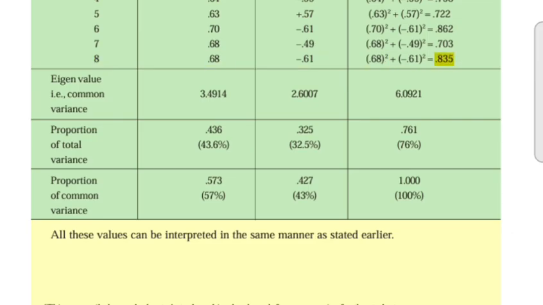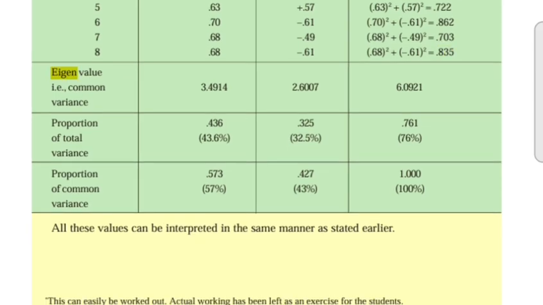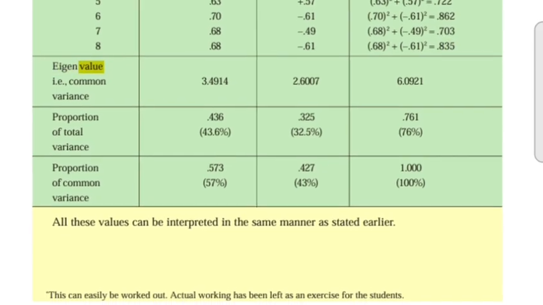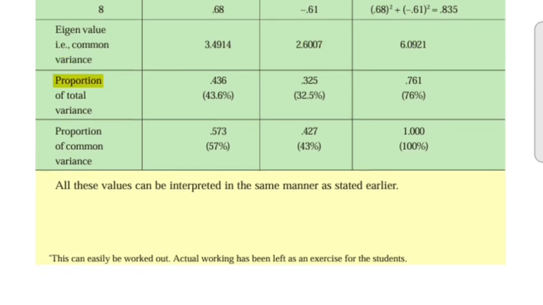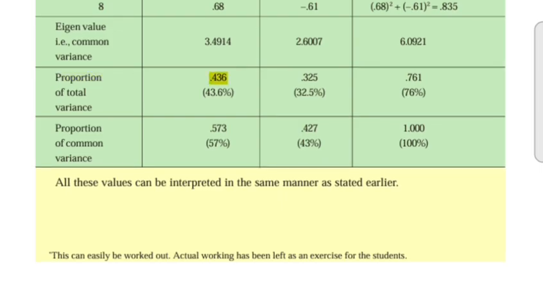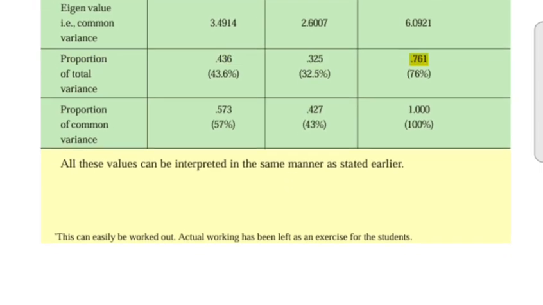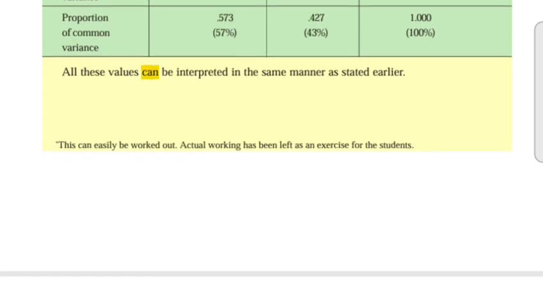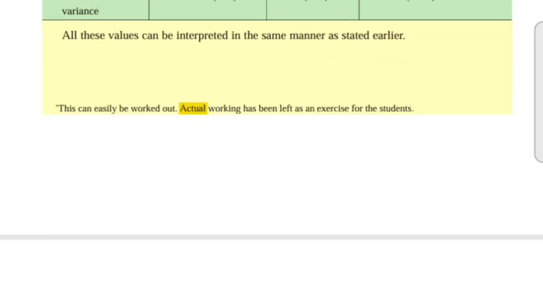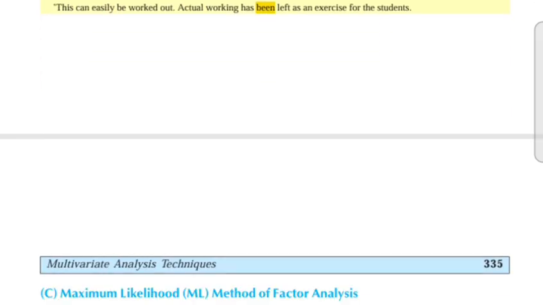Eigenvalue, i.e. common variance: 3.491, 2.426, total 6.092. Variance proportion of total: 0.436, 0.325, 0.761, that is 43.6%, 32.5%, 76%. Variance proportion of common: 0.573, 0.427, 1.000, that is 57%, 43%, 100%. All these values can be interpreted in the same manner as stated earlier. This can easily be worked out. Actual working has been left as an exercise for the students.